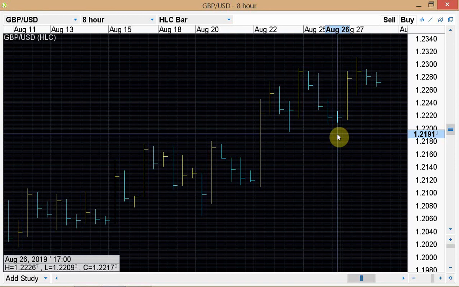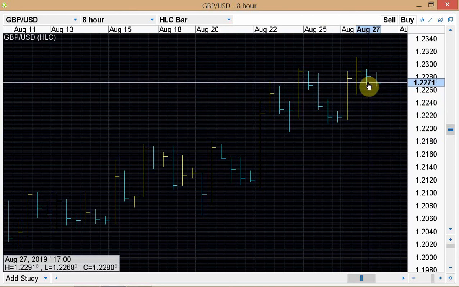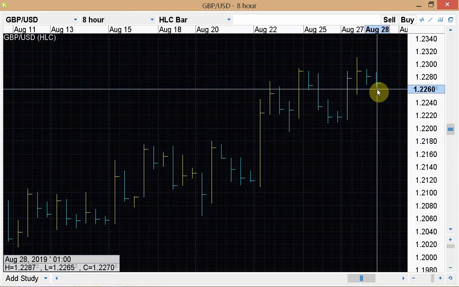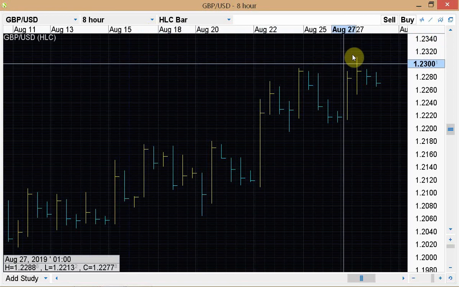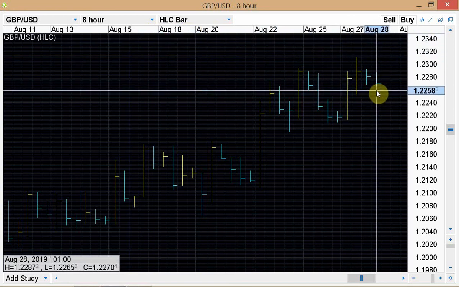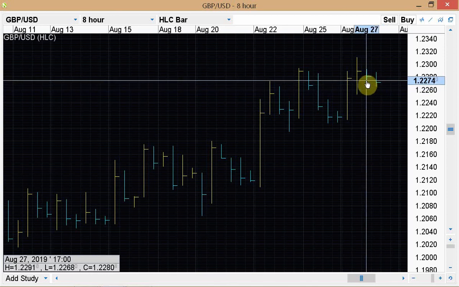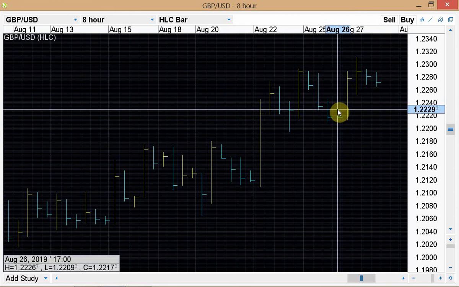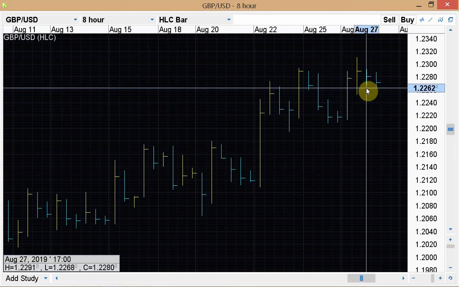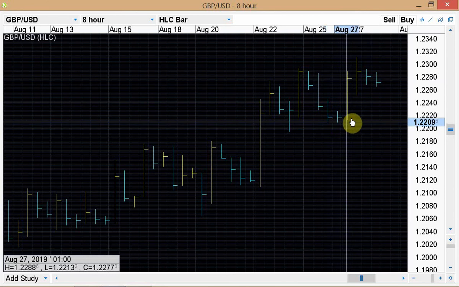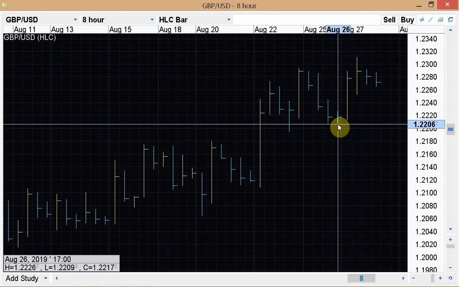Where is my cursor right now? 122? No. Why? We don't count the current week. We are assuming that this 8 hour is already a week, just for the sake of argument. Don't take the current week. This one, 2, 3, 4. So map out the last 4 week period, 1, 2, 3, 4, and what is the lowest low in this 4 week period? It's here, 2209. Is this clear?